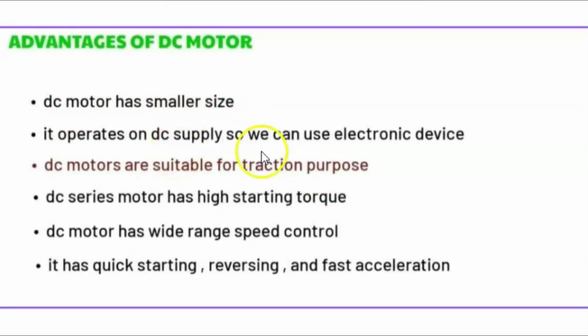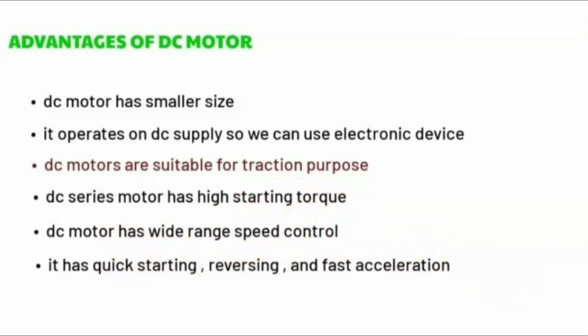Now coming to the advantages, so DC motor has a smaller size. It operates on DC supply, so we can use electronic devices. DC motors are suitable for traction purposes. DC series motor has high starting torque. DC motor has wide range speed control, and it has quick starting, reversing and fast acceleration.